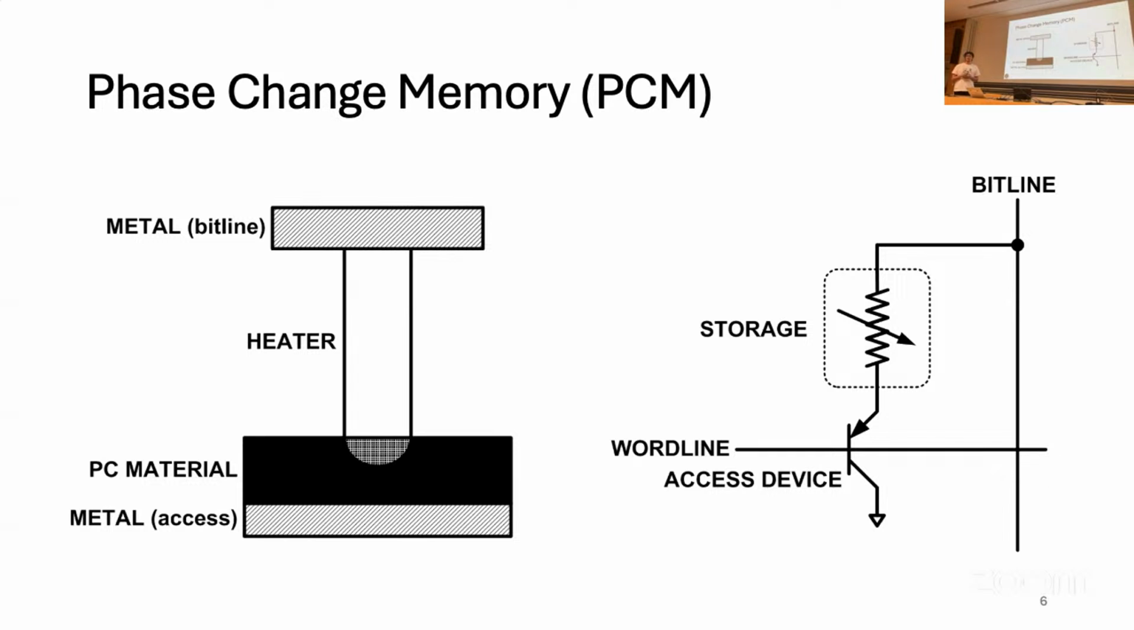And we can, for example, encode 1 to a low resistance state and 0 to a high resistance state, apply voltage on the bit line, sense the current, and then we can figure out whether we have a 1 or 0 stored in the cell.